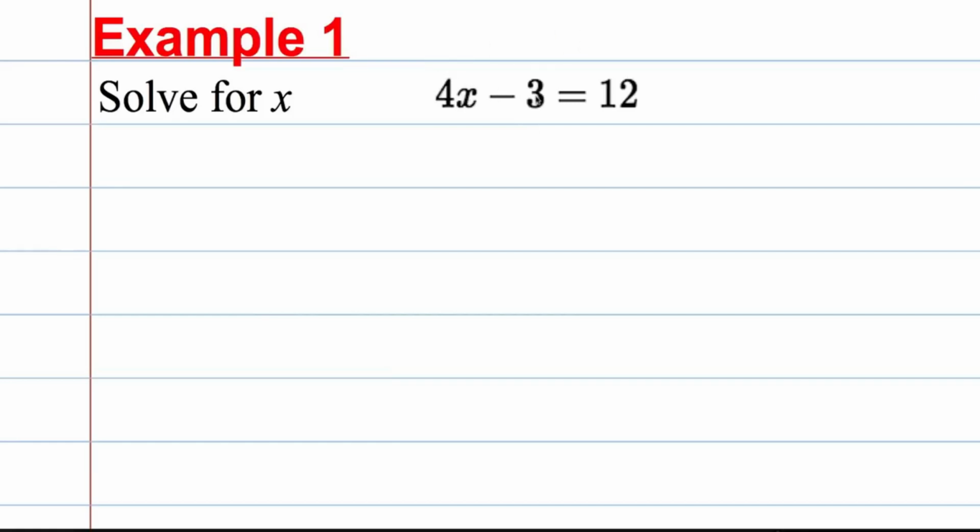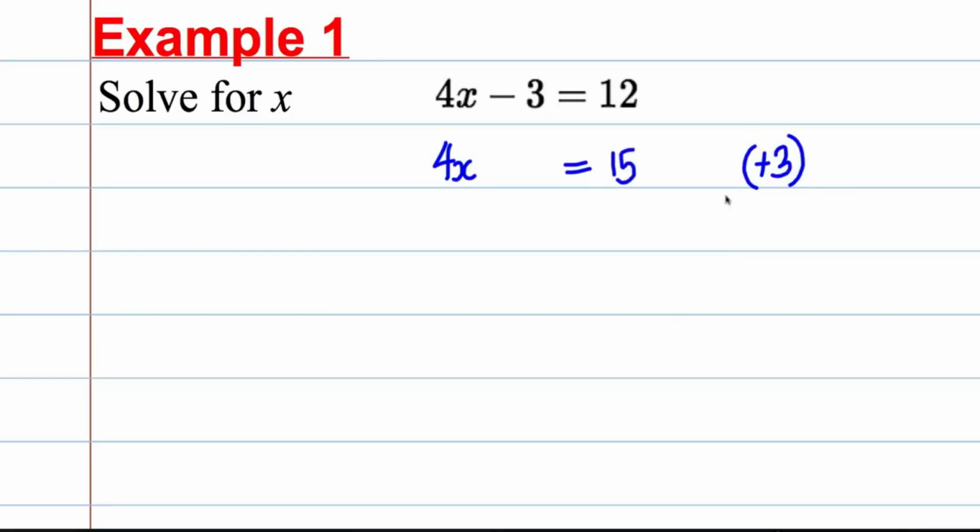4x subtract 3 is equal to 12. Okay, we're using the balance method here. What we're going to do is add 3 to both sides of the equation. Write down what you're doing. You're adding 3. That way you would get 4x, this would now be 0, and you would get is equal to 15.